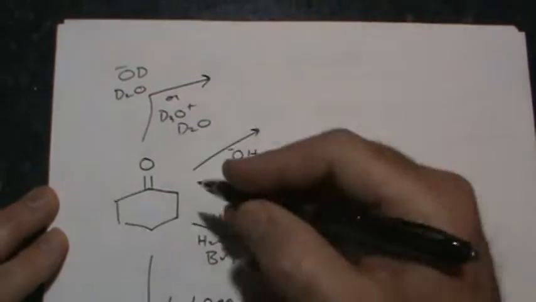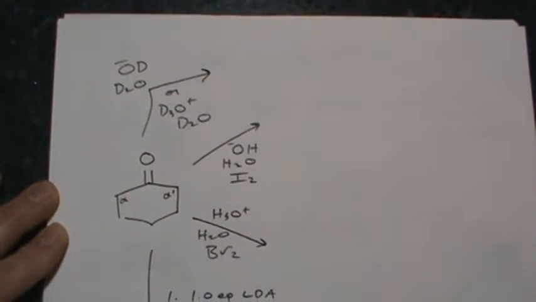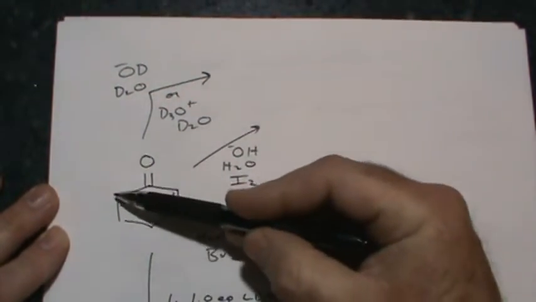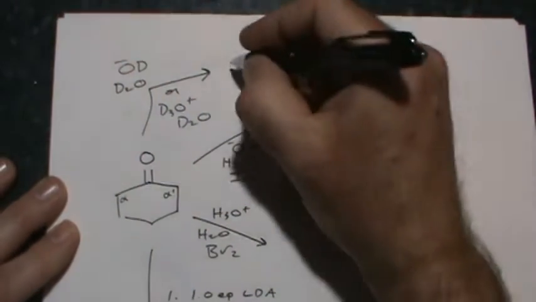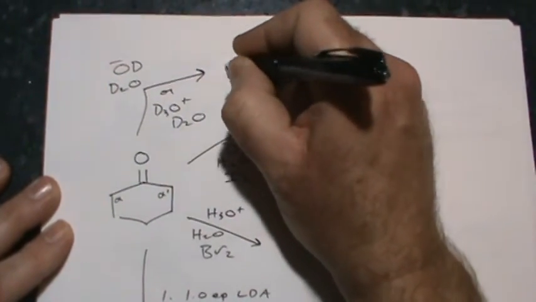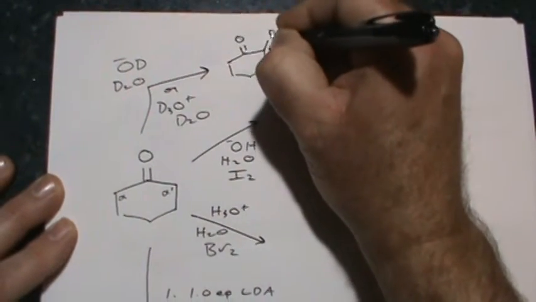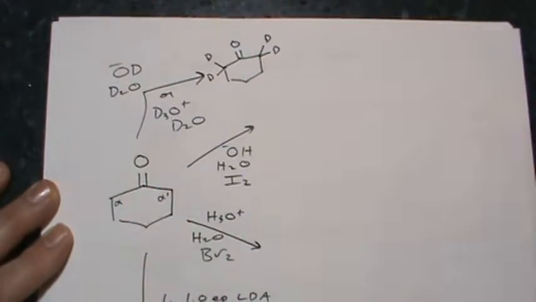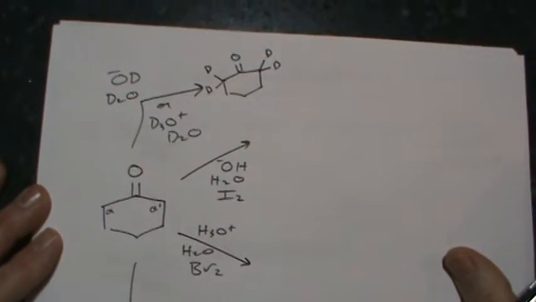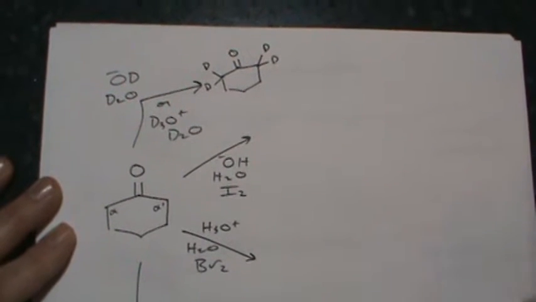So if we think about this ketone, we've got an alpha carbon here, another alpha carbon there. Each one has 2 alpha protons. They'll all be exchanged by the deuterium. So the product of this particular reaction would be the perdeuteration product, where all of those alpha protons have been exchanged.